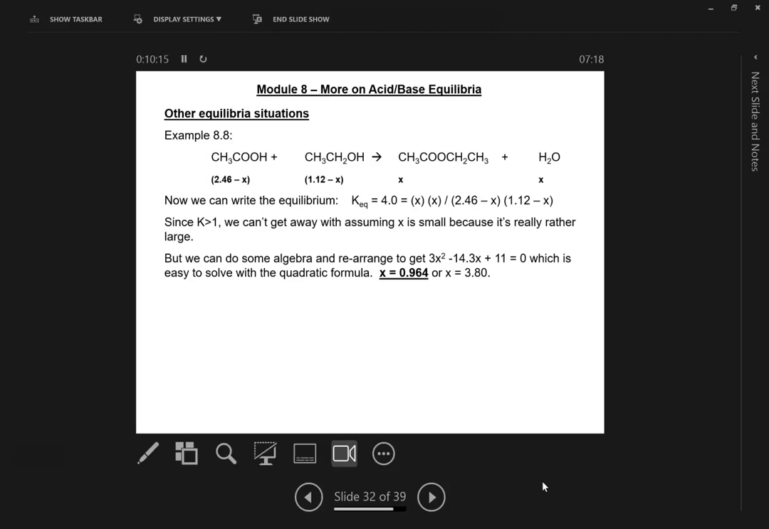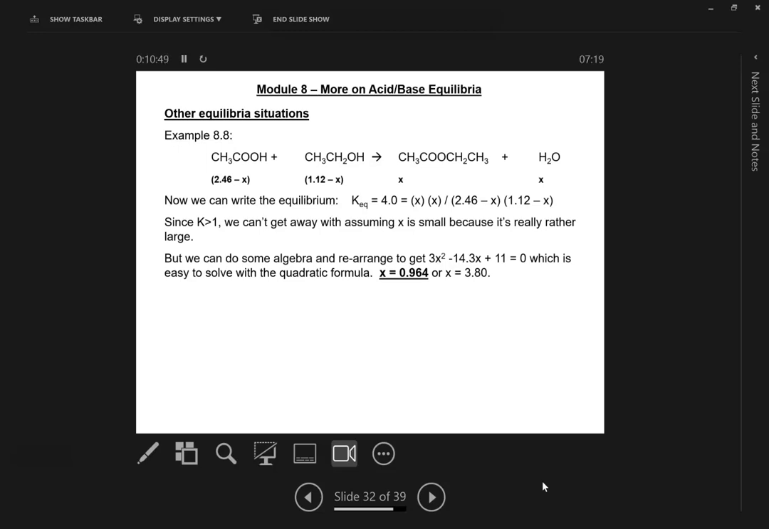If I write this all out and get myself a quadratic, I have to do a few steps, but it's not hard. It's 10th grade algebra 2, and I can get an equation that becomes 3x squared minus 14.3x plus 11. I've gotten rid of like 5 significant figures and got myself down to 3 significant figures. And I can solve that with the quadratic formula. I get 2 values of x, which I expect for a quadratic.